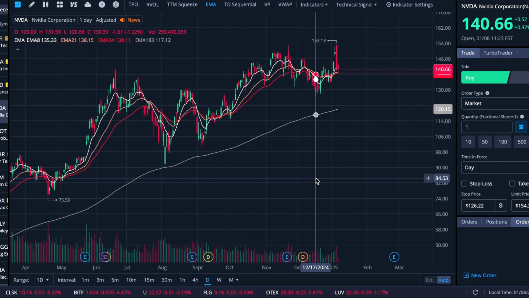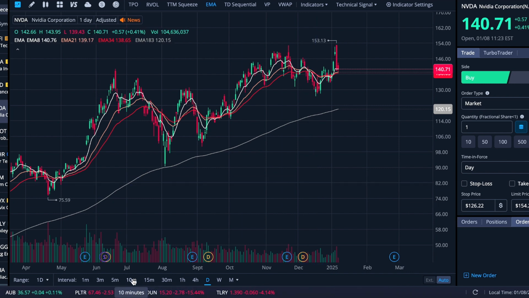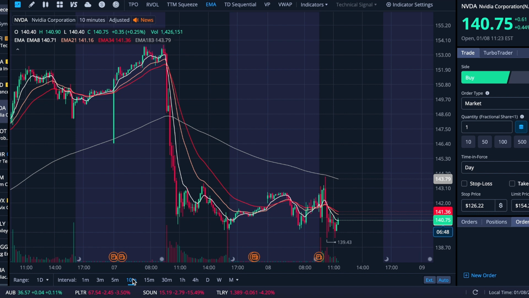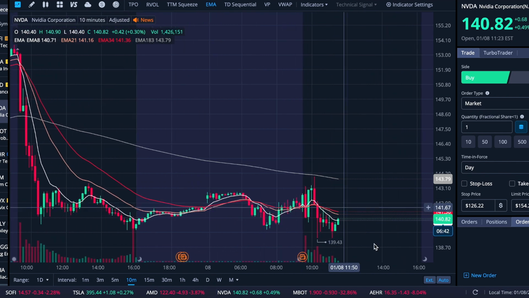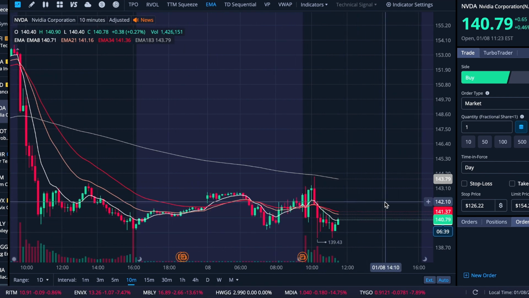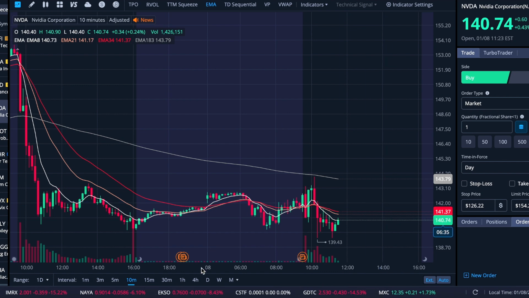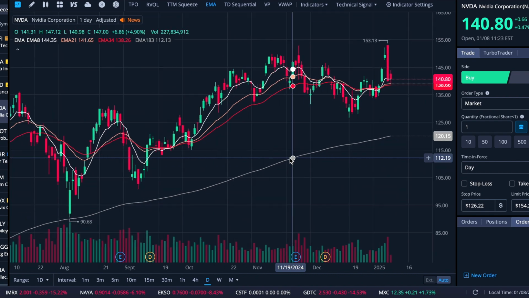I typically make my trading decisions off the daily, and I make my entry decisions on the 10-minute. So if I'm looking to go long in NVIDIA, I probably wouldn't get in right now because it's not showing me indications that it's going to reverse for the day yet. It certainly could, but it's not yet. So we'll talk about what those signals are in a moment.